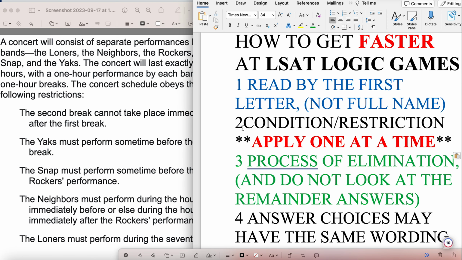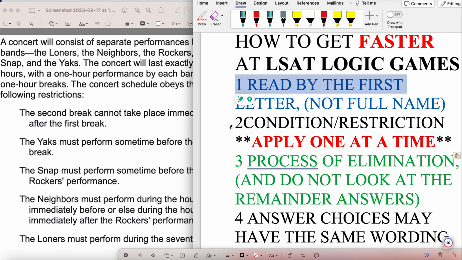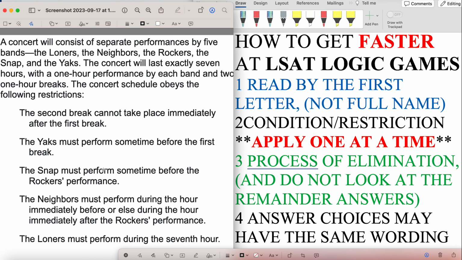Another rule is for the conditions and restrictions. I like to use this strategy as well when it comes to getting quicker and faster. Read it by the first letters. What I mean by that is, instead of reading right here, the snap must perform sometime before the rockers' performance, read it in the manner where you just read the first letter: S before R.